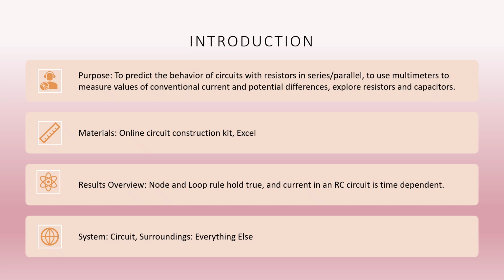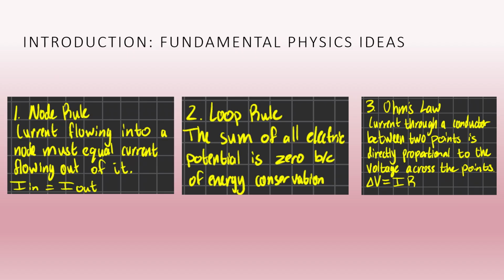The system was the circuit, and the surroundings are everything else. So now for the fundamental physics ideas. The first is the node rule, and it says that current flowing into a node must equal current flowing out of it. So current in equals current out.